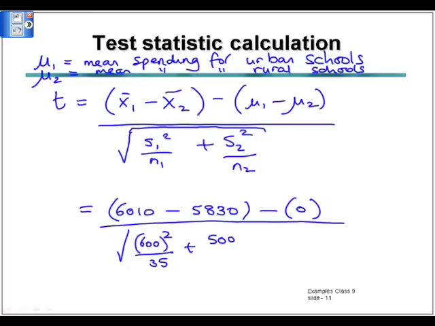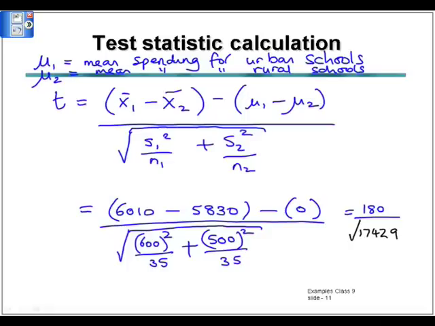Working out the numerator value, we have 180 on the top line, and that denominator value, make sure you're able to do this. This is the most complicated calculation that you would need to do on this course by hand, or using Excel, I should say, or your calculator. So we have there the square root of 17429, and that overall calculation comes out as 1.363. Now, of course, we've done the calculation for the test statistic here based on the difference of the means being 0, and that test statistic we'll be using in our hypothesis test.